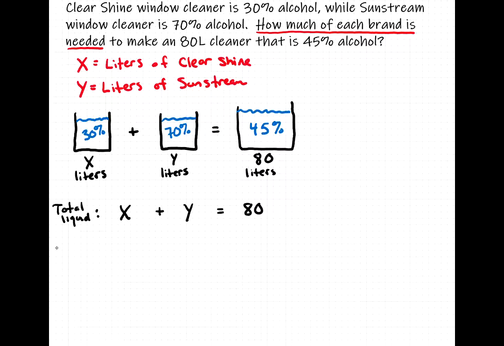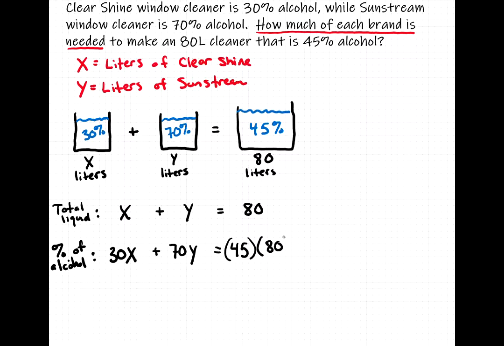And then we could use for our second equation the percentage of alcohol. Now we can't just say 30% plus 70% equals 45%. That doesn't make sense, because when we're talking about percents, we need a percent of something. There always has to be an "of something." So 30% of what? And 70% of what? Remember, of means multiply. So for the percent of alcohol, it's 30% of those X liters is alcohol, plus 70% of those Y liters should be alcohol, and in the total mixture, 45% of the 80 liters should be alcohol.